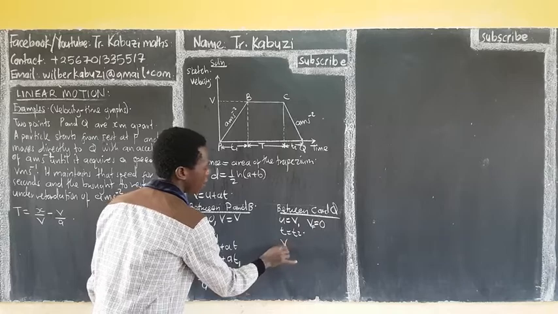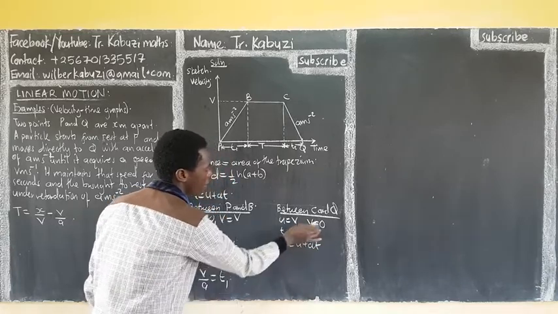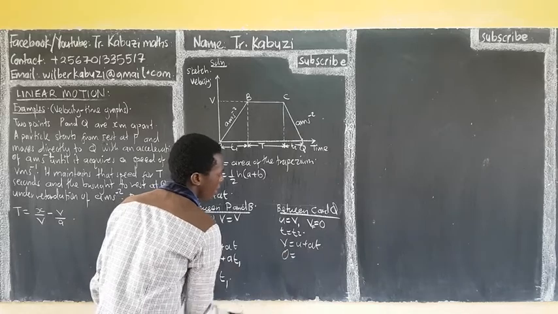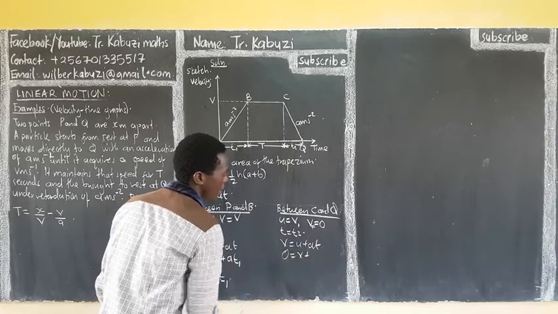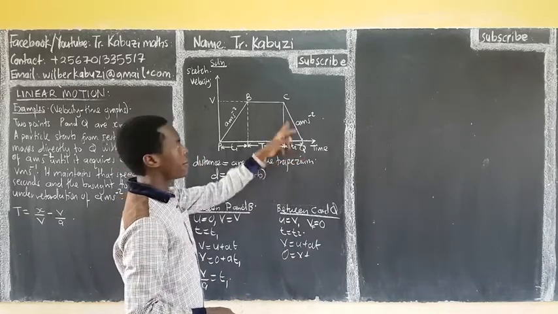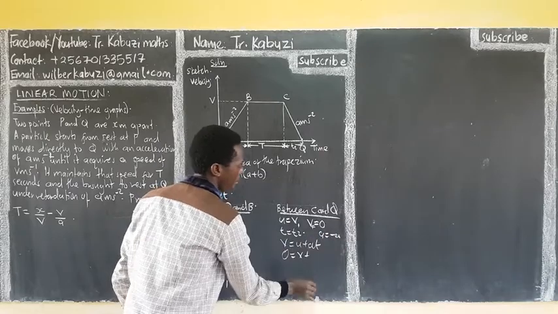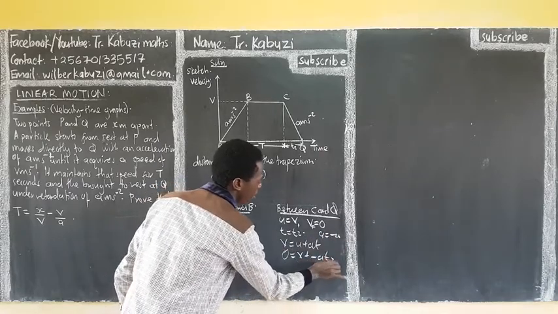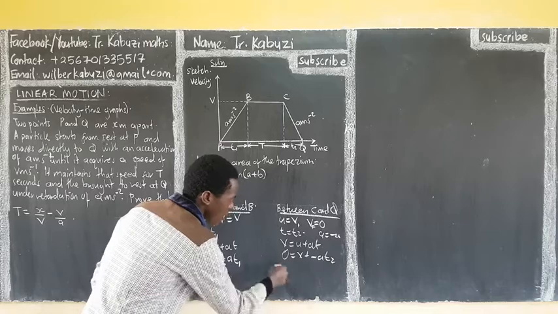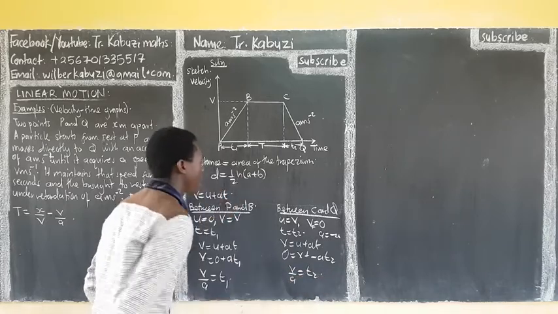So using v equals u plus at, our final velocity 0 equals our initial velocity, which is v, plus a. Note that this acceleration is going to be negative because it's retarding. So our acceleration here is negative a, the time is 2t. And from here, v over a will be equal to t squared.